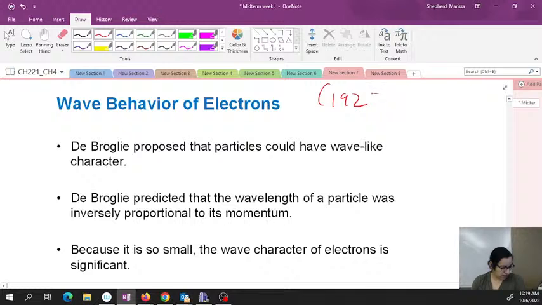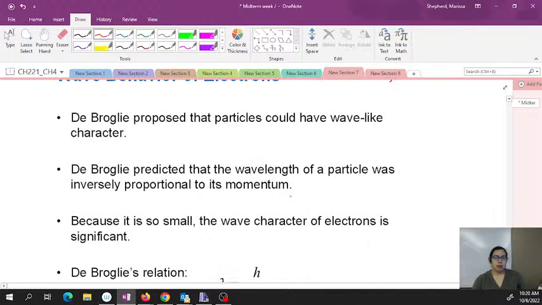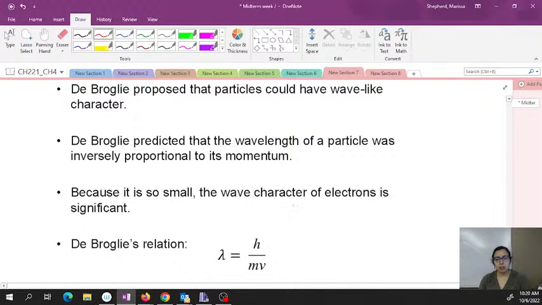And so now we're at 1923. And now de Broglie is examining the wave behavior of electrons. De Broglie proposed that particles could have wave-like behavior. Basically, he's saying that everyone has a wave-like behavior, including us. It's just that our wavelength is so small compared to how large we are that it doesn't matter. But he was saying that because electrons are so small, their wave character would be significant.